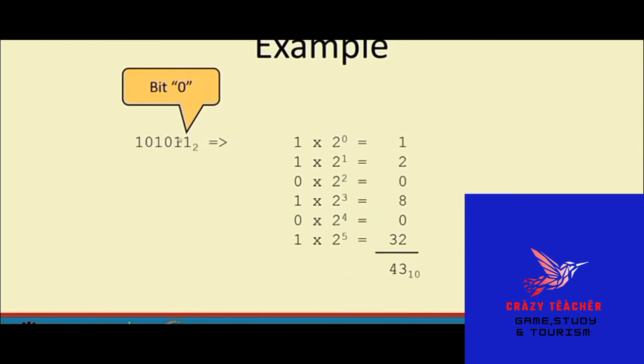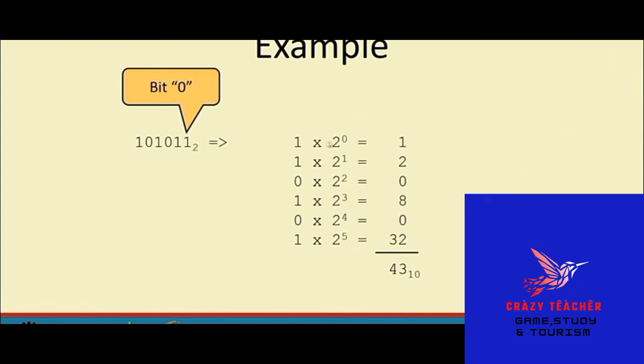This is a binary number, a 6-bit binary number. This is bit 0, so this 1 is multiplied into 2 to the power 0, that is position 0. Then 1 into 2 to the power 1. Then 0 into 2 to the power 2. That way it is growing.